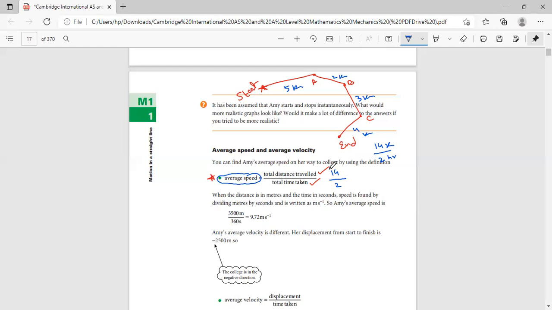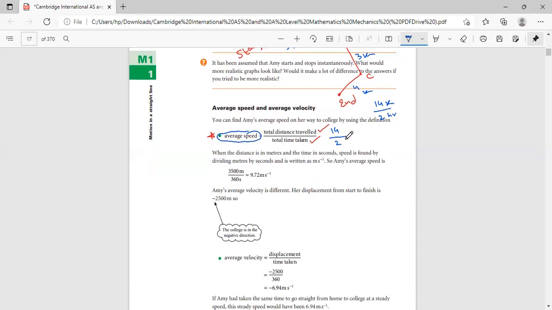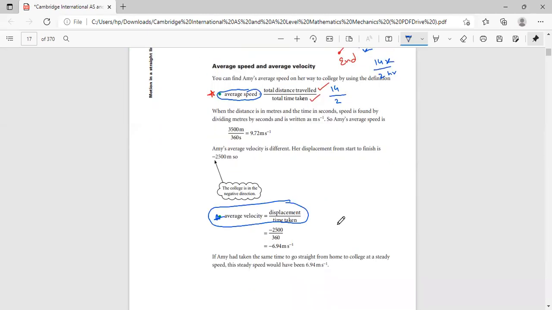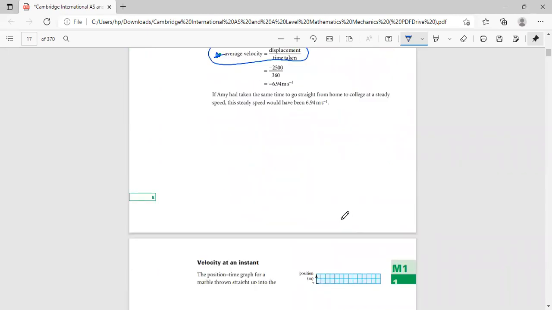Is this unclear? Yes, sir. Similarly, if we give you the displacement, then average velocity is also total displacement over total time. Whatever the displacements are, you add all the displacements and divide by time. So you will get the average velocity. We will solve questions for this also.